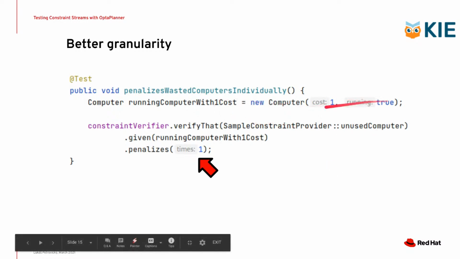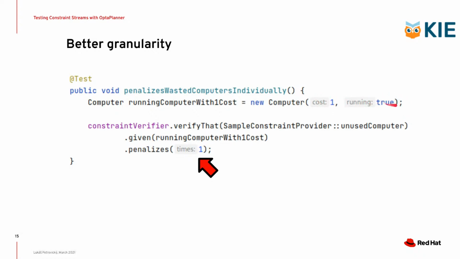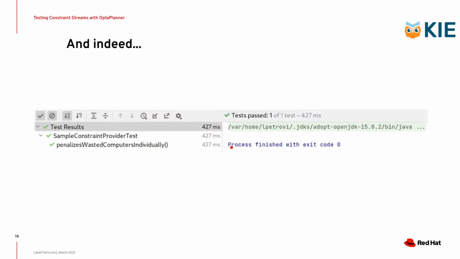We have the same running computer, same cost of 1. Here you can see it's still running. We have the same constraint verifier call. We have the same given. We just changed penalizes to penalizes 1. So now we're saying we expect that the result of the constraint should be 1 penalty. And because we've just given it the 1 computer, there will really only be 1 penalty. Therefore, green check marks. That's what we like to see.